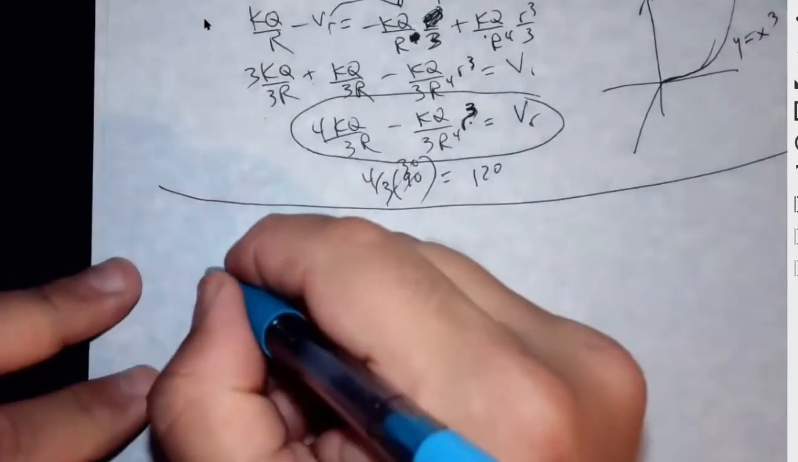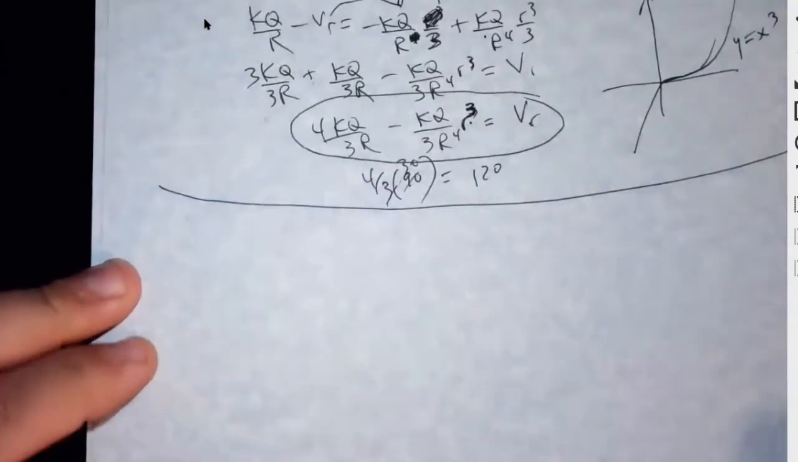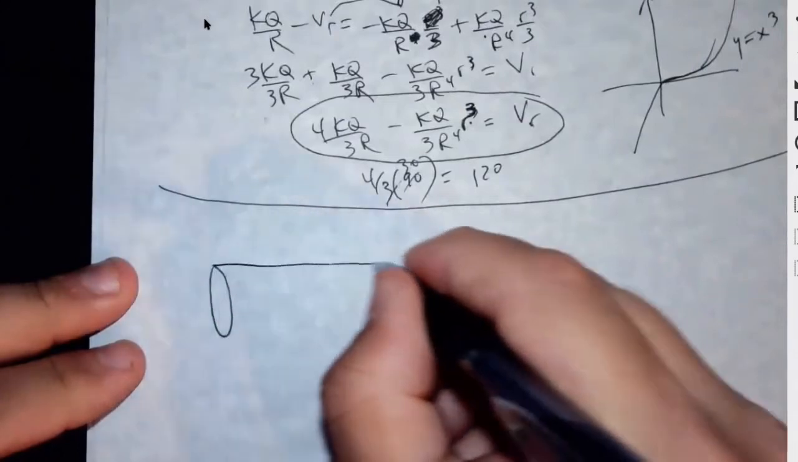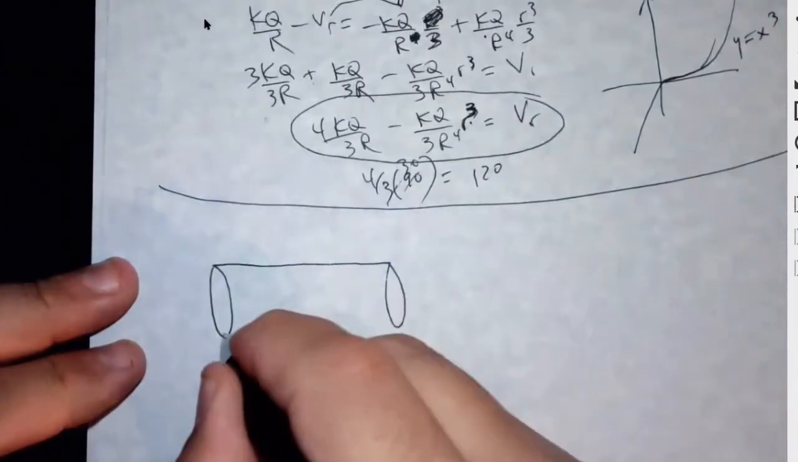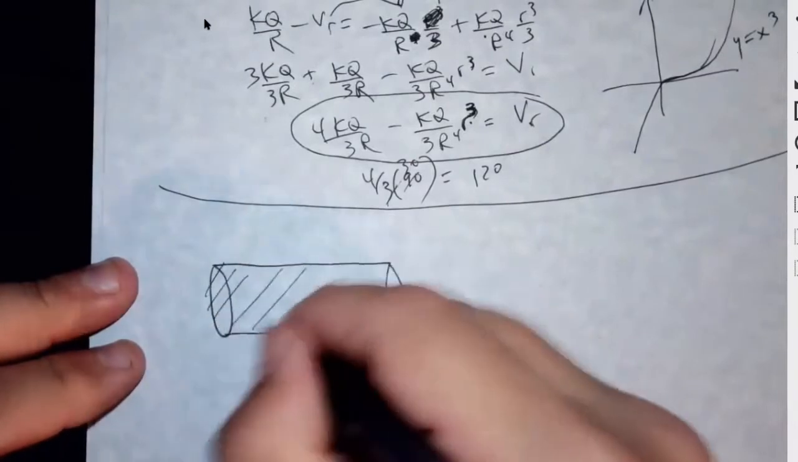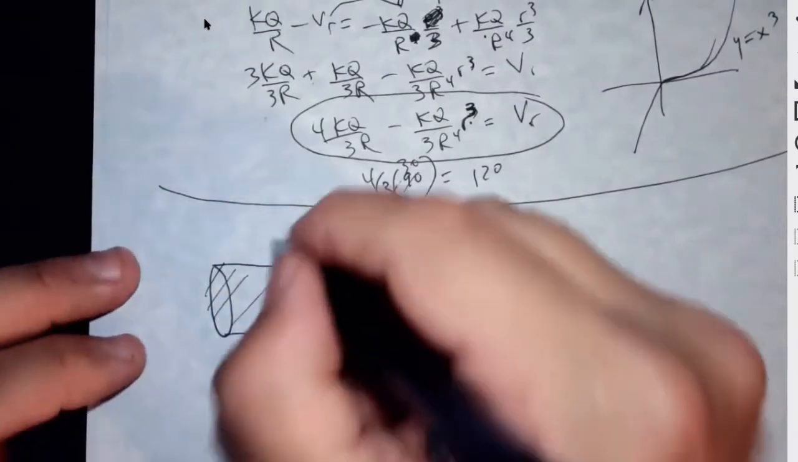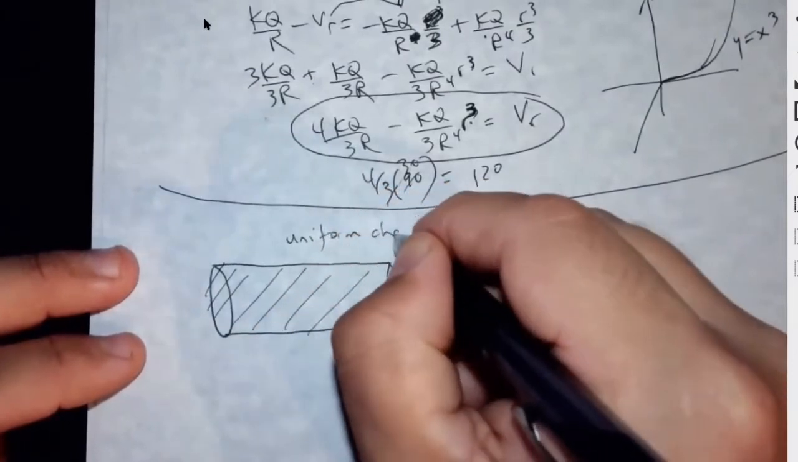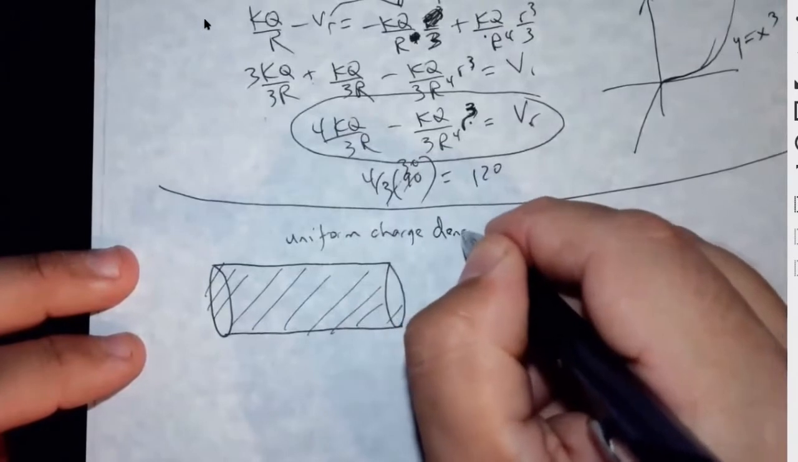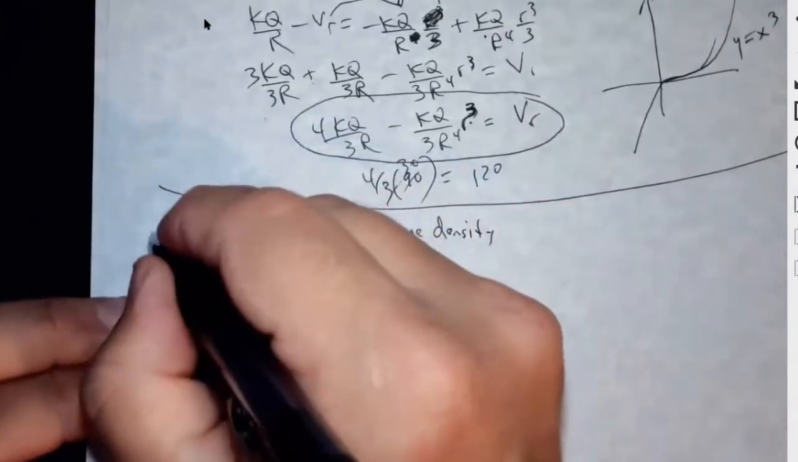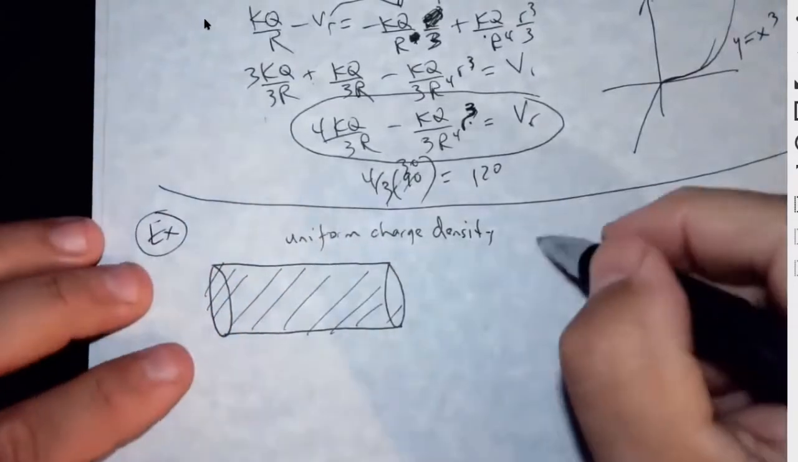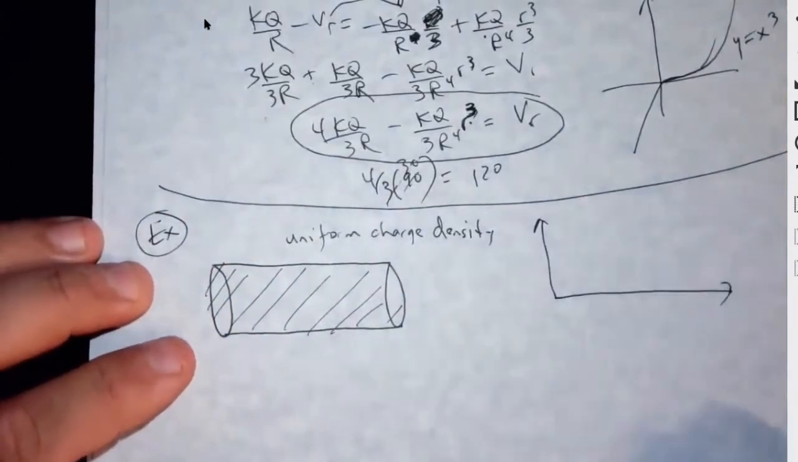Okay, so now how about the voltage of a cylinder? So let's say it's uniform charge density. What's the electric field inside going to look like? So again, draw the electric field first, then integrate it.